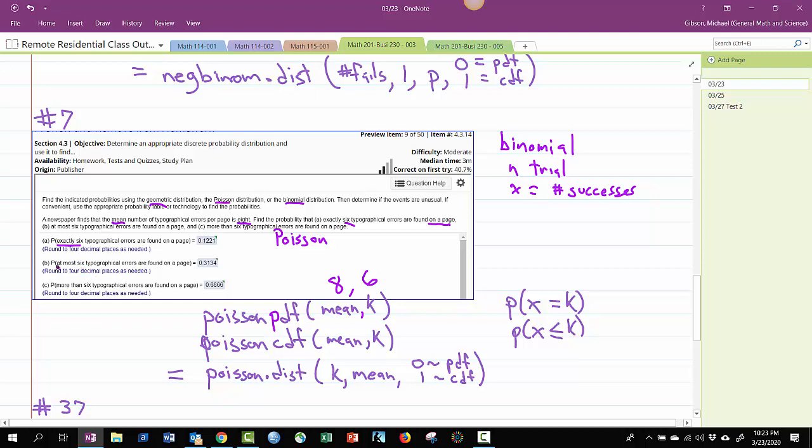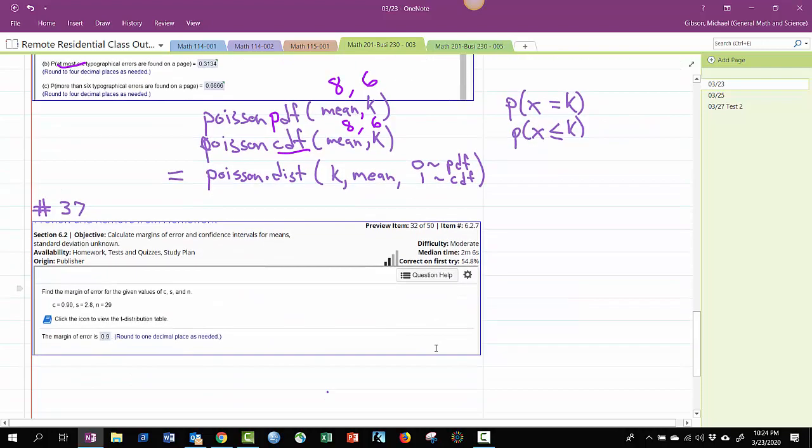For B, at most 6. Well, that's the same as less than or equal to 6, right? That's the CDF. The mean's still 8, and since it's 6 again, we put in 6, but this time it'd be the CDF, and it would get us less than or equal to. If you're going to do it in Excel, equals Poisson.dist, it reverses the order of the numbers, put in the number first and then the mean, and again, 0 for PDF style, 1 for CDF style.